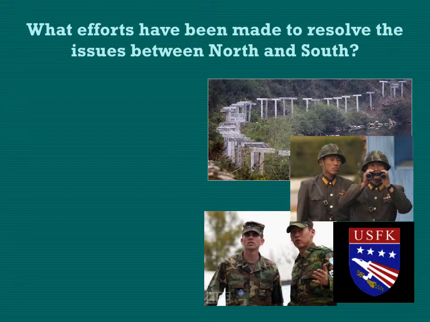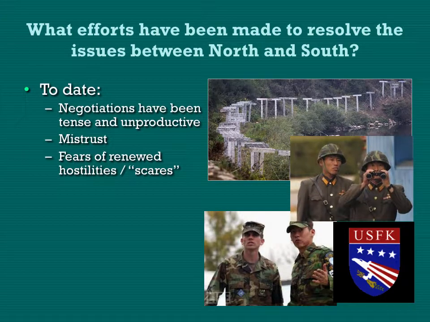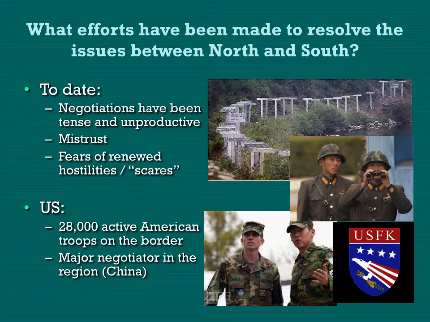So to wrap up the Korea portion of our presentation to date, negotiations keep going. There's a lot of mistrust, a lot of fear and hostility. And for the United States' part, we have about 28,000 American troops still on the border. And our major negotiator in the region, we rely on China to help out here, which is also a complicated relationship in and of itself, as you have seen from past video lectures.